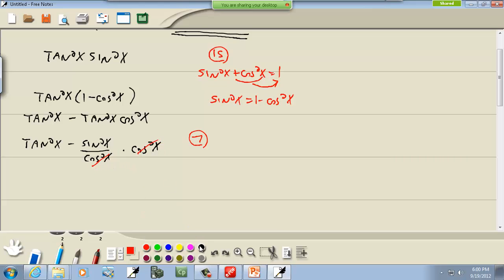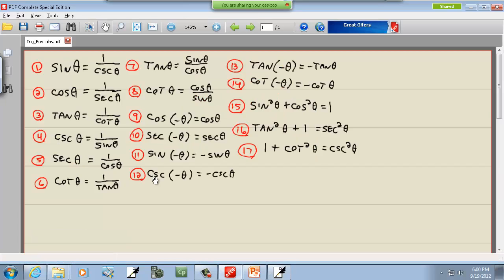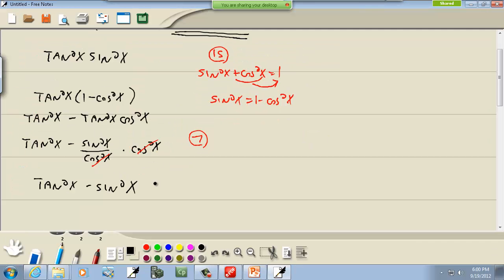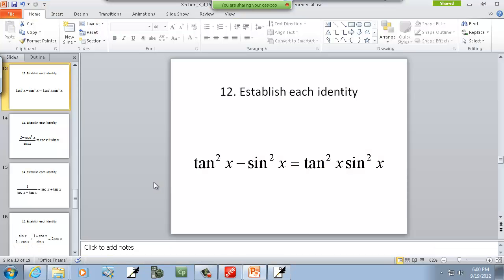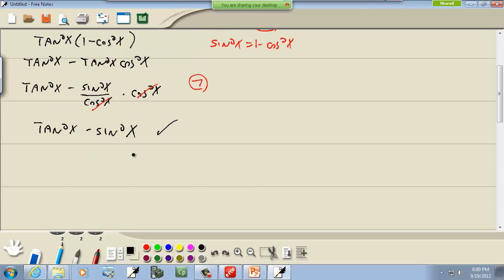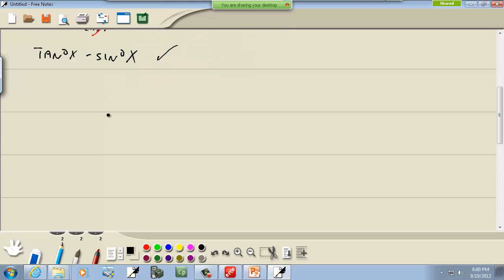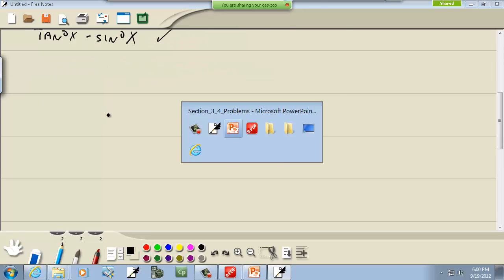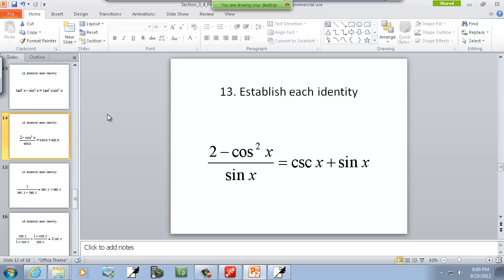Well, the cosine squareds cancel, excuse me. And we're left with tangent squared minus sine squared, which is, I think, what we're wanting. Yep, that's what we wanted. So that'd be our answer. Or our proof, I guess I should say. Let's look at the next problem.